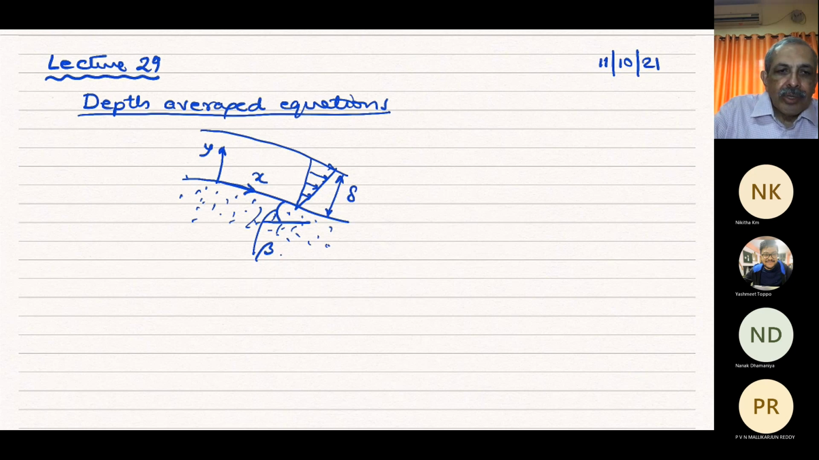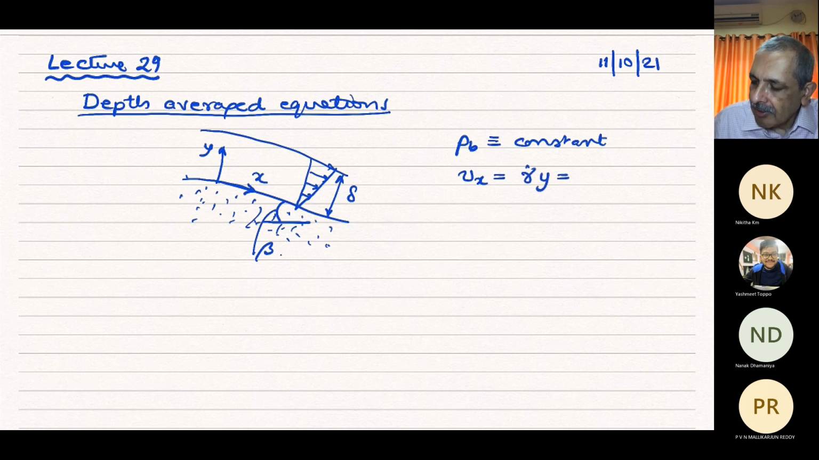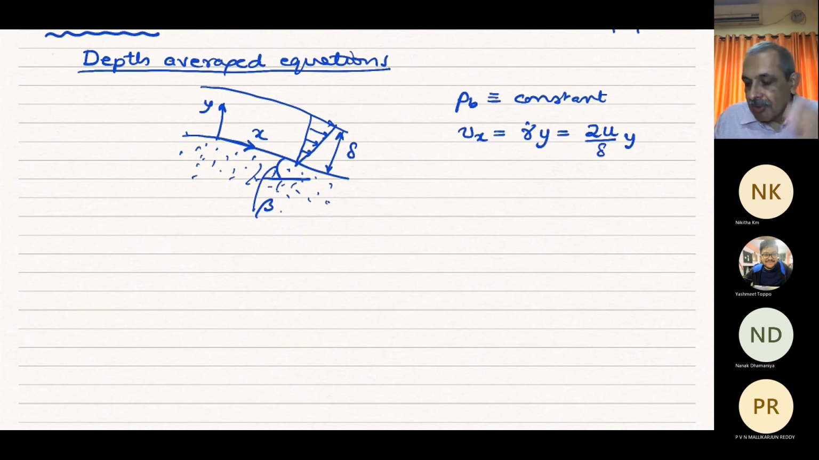Okay, so what we've already assumed is that rho b is a constant. Vx is just equal to gamma dot y, which is nothing but 2 times the mean velocity by delta into y. Gamma dot is just this, the maximum velocity by delta. So these two things we've assumed, and then let's suppose in the z direction there are walls.